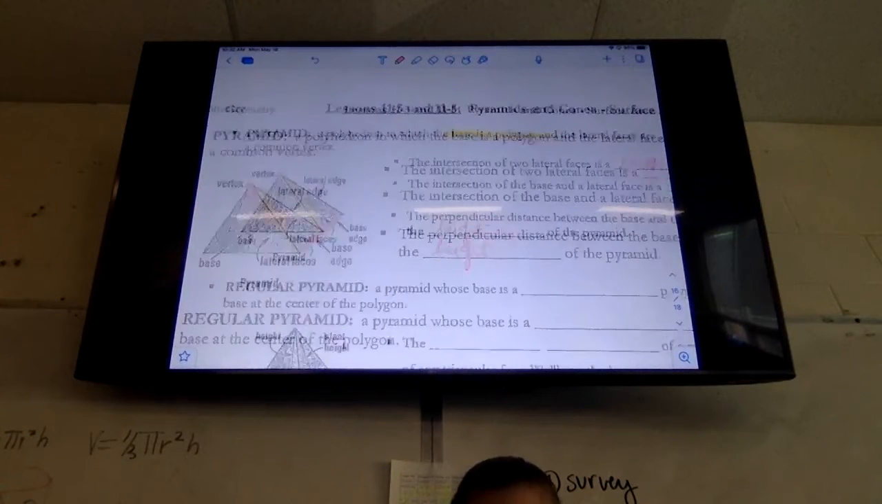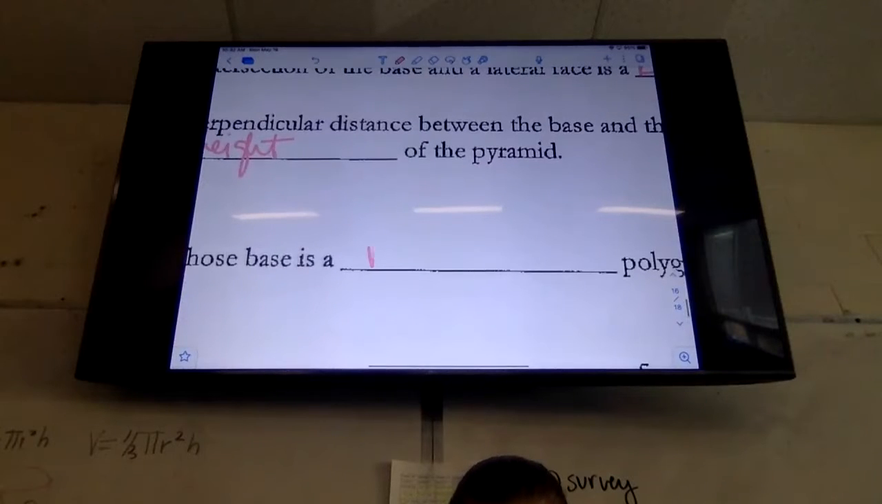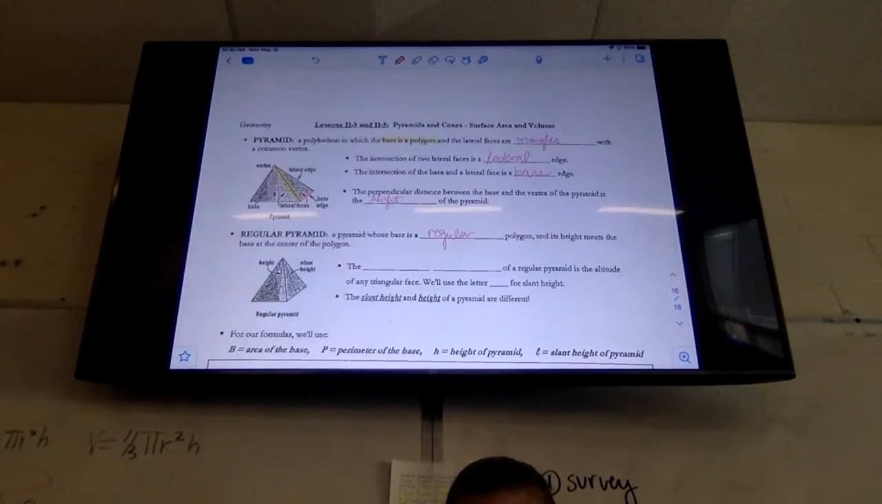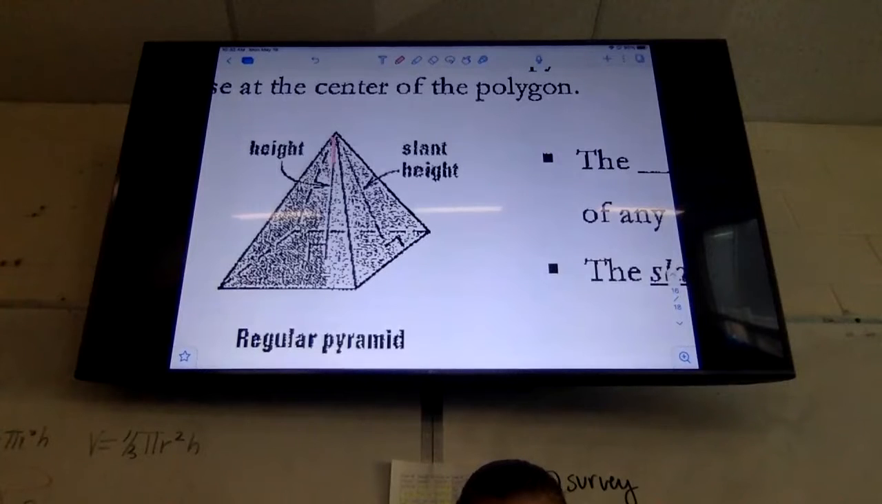Okay. So regular pyramid, that's what we're going to be dealing with. It won't be off center. It won't be slanty. It's a pyramid whose base is a regular polygon. So it's like a square, like an equilateral triangle, it could be a regular hexagon. And the height meets the base at the center of the polygon. Because this is a regular pyramid, this is the exact center of my polygon, the very center of that base at the bottom.